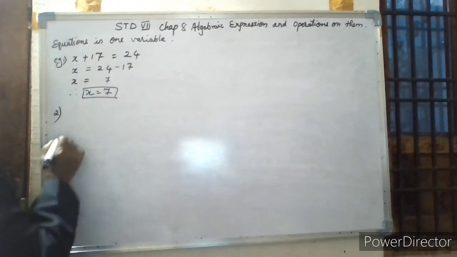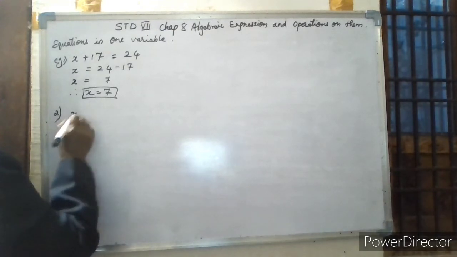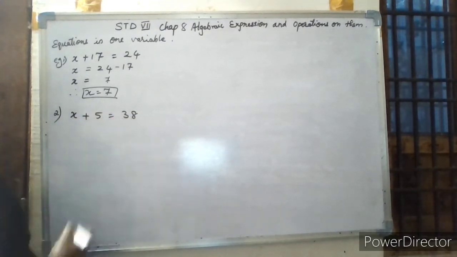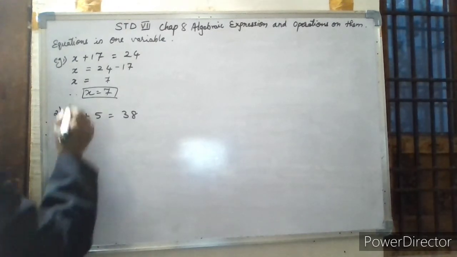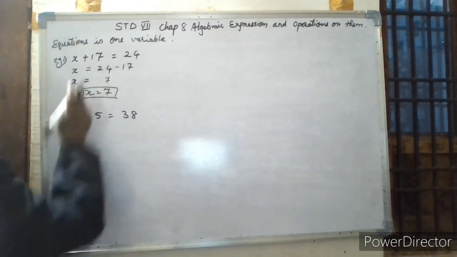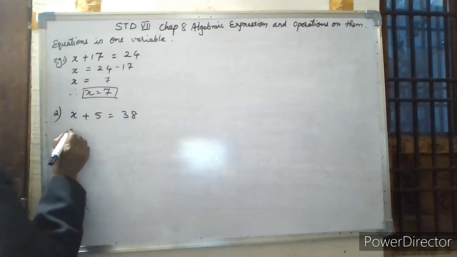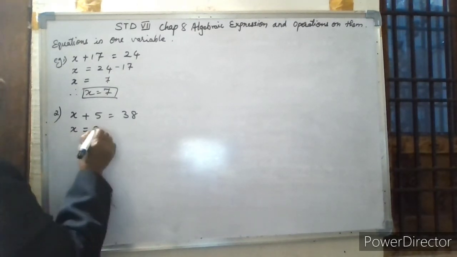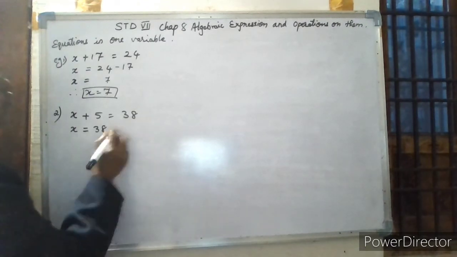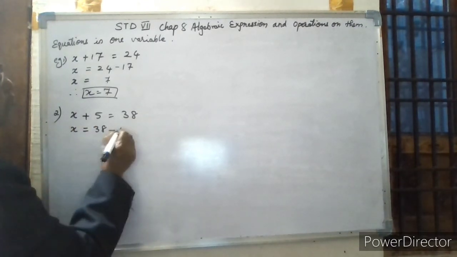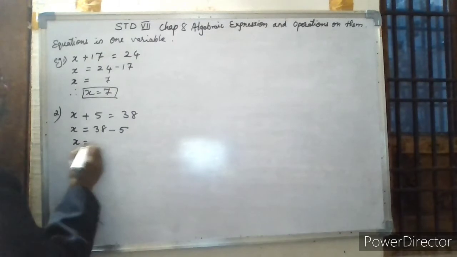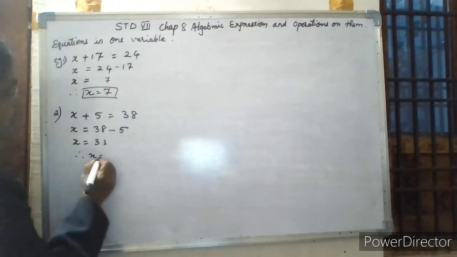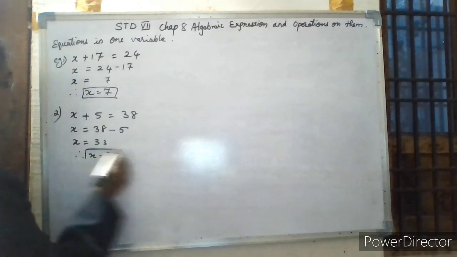Example 2. Suppose x plus 5 equal to 38. Same type of question, x plus 5 is equal to 38. This 5 you transfer to this side, plus 5 will become minus 5. So x is equal to, if you subtract it, you get 33. Therefore, the value of x is 33.